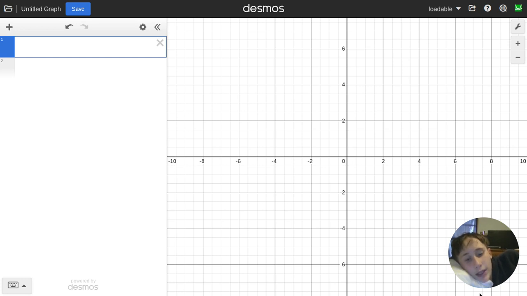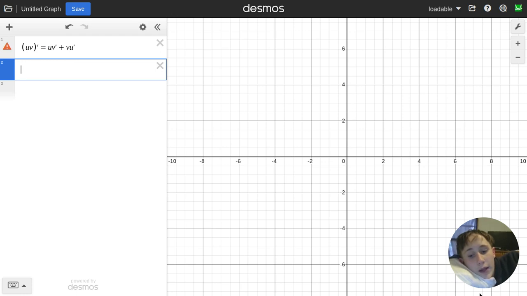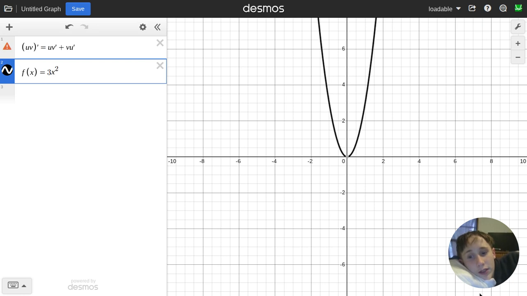Product rule is pretty easy. It's like (uv) prime equals u times v prime, and then plus v times u prime. So like if you have a term like f(x) equals 3x squared times 5x minus 10, I'm gonna go ahead and turn off this graphing stuff. Something like this.